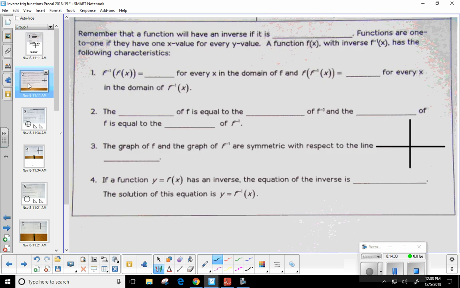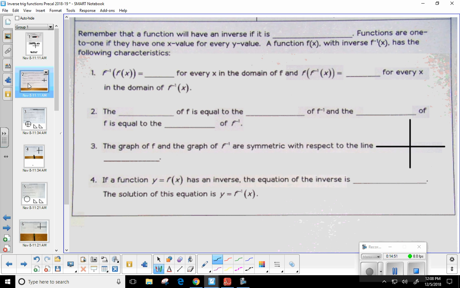Okay, so here are some fill in the blanks for us. Remember that a function will have an inverse if it is, what was a phrase we always like to say when dealing with inverses? Not proportion. Not irrational. These are good words, though.